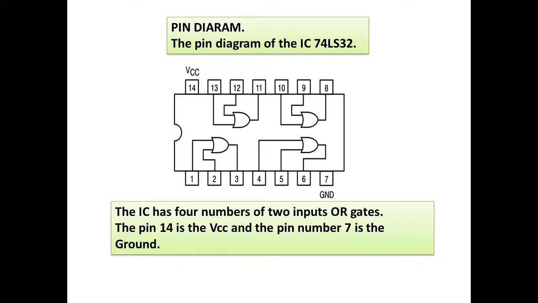Pin diagram. The pin diagram of the IC 74LS32. The IC has 4 numbers of 2 inputs OR gates. Pin 14 is the VCC and pin 7 is the ground.